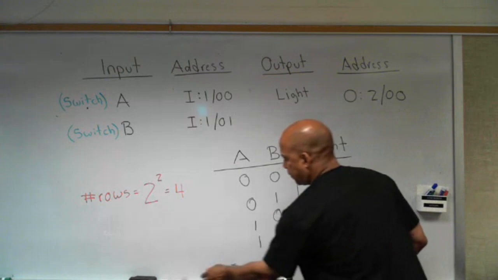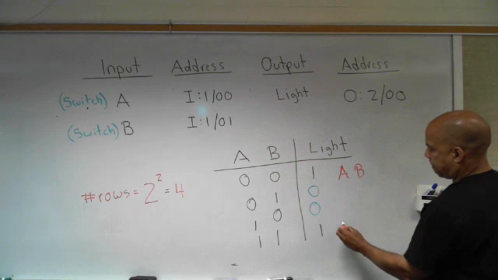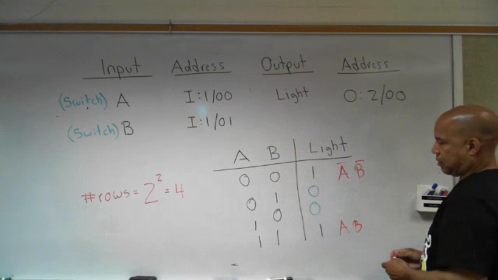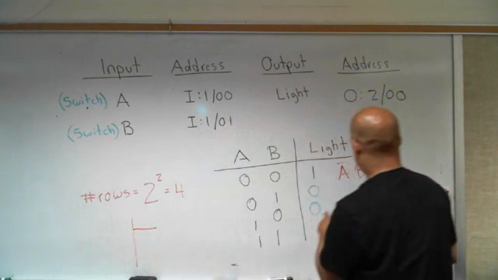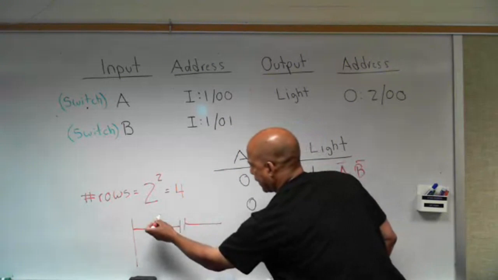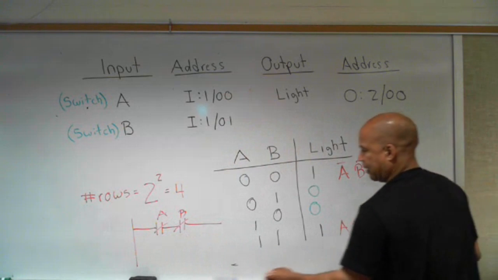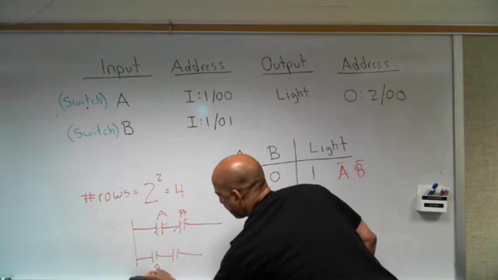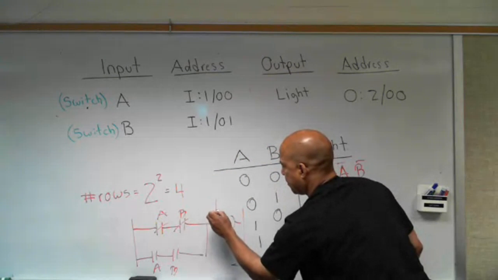So the terms for my SOP for this, these are both NOTted because they're zeros. So I implement that in the PLC. I got A and B, and those are NOTted for that row, and I got a repeat of A and B. And that would be my light.